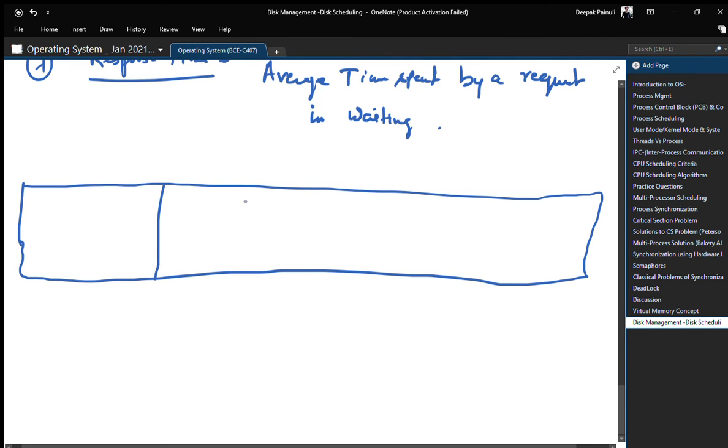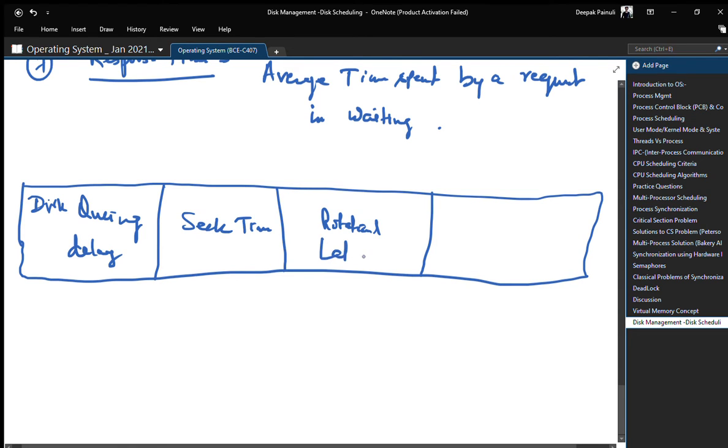So, disk queuing delay is the delay suffered due to the disk queue, right? The time spent by a disk request in the disk queue is named the disk queuing delay. Next, seek time, we understood it. Next will be rotational latency, and last will be data transfer time. So these three are commonly known as disk access time, as we discussed earlier.